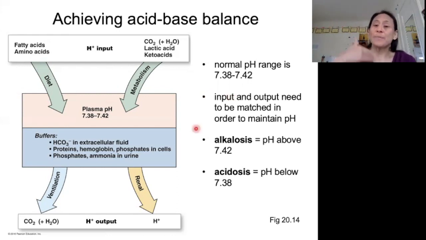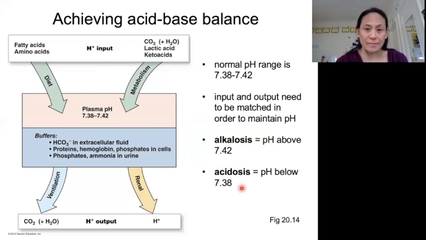Okay. In order to maintain your pH at the normal range, what you need to do basically is make sure that your acid and base input, shown in this diagram here, matches your acid and base output. Okay, that way you won't throw off your acid-base balance. I want to introduce these terms here. Alkalosis is a term that we use to describe a condition where our pH goes above 7.42. Acidosis is our condition that we experience when our pH goes below 7.38.